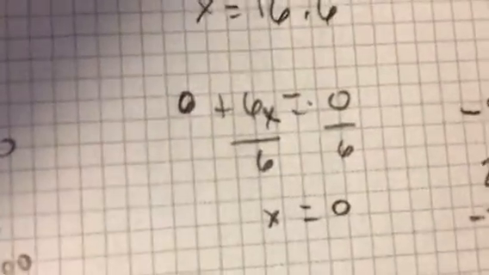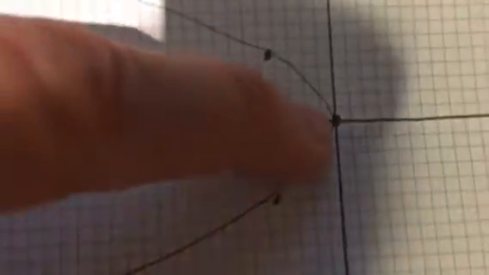And then remember the 0 was the easy one, so that's the origin, right? X equals 0 and y equals 0. So we plotted that right here, right on the origin.